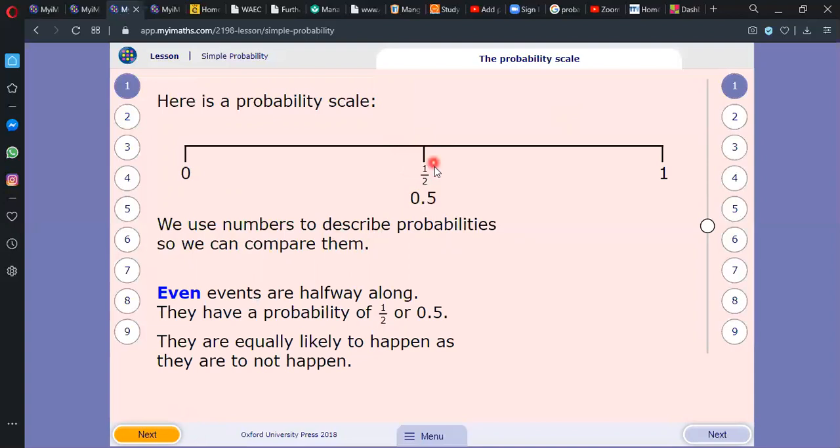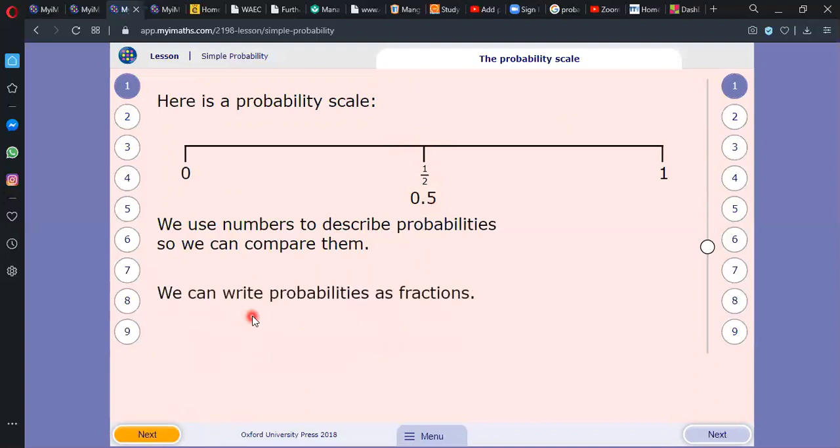You'll be thinking, why are we using fractions and decimals? Yes, we use numbers to describe probabilities so that we can compare them, remember that, but we can write probabilities as fractions as well. So because of that, we can also write them as decimals. We'll get to that shortly.